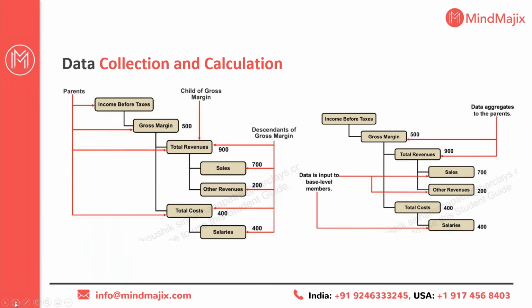And the numbers get aggregated and the total revenue gets summed up as 900. So the gross margin will be the total revenue minus the total cost you have incurred, that is 900 minus 400, which comes to 500 over here. So that is a quick overview of how the numbers get aggregated at the parent level, and how this child and parent relationship works, and how the data gets collected and calculated up to the top level.